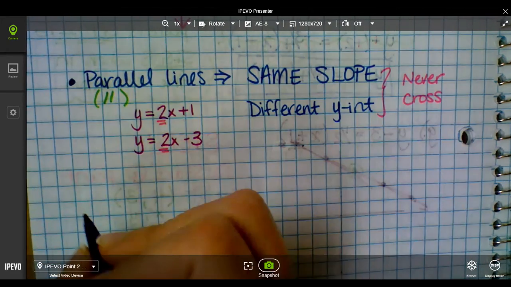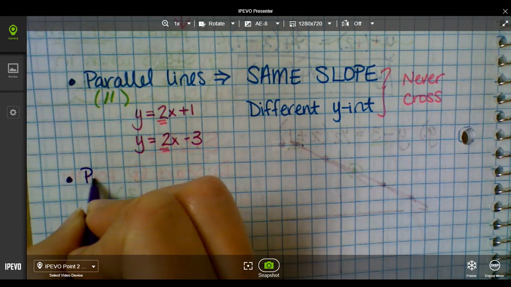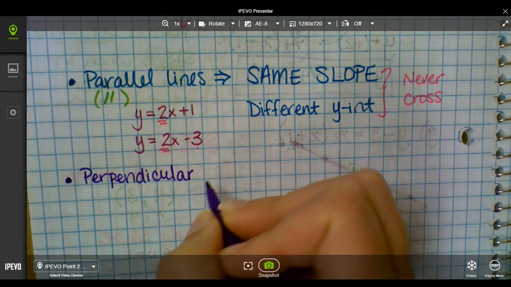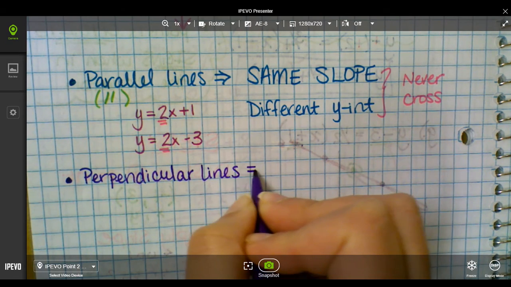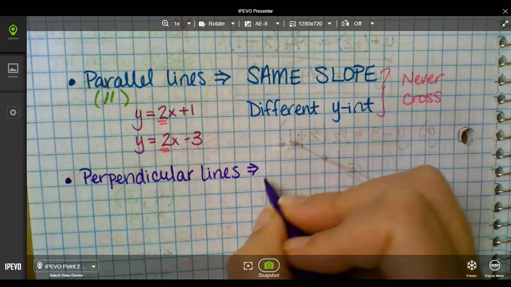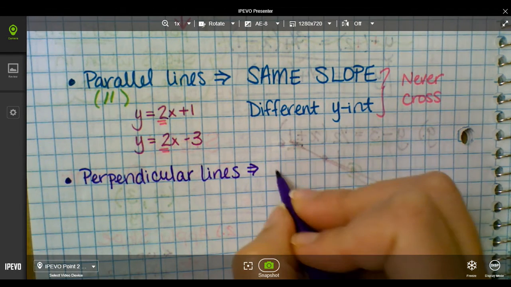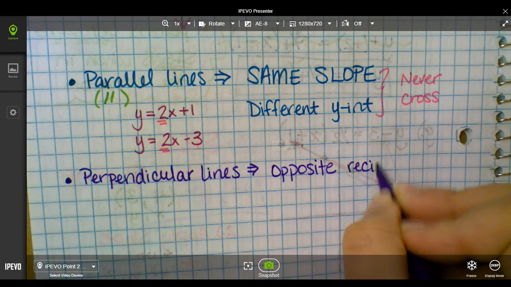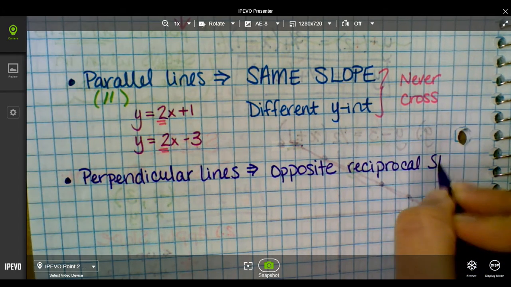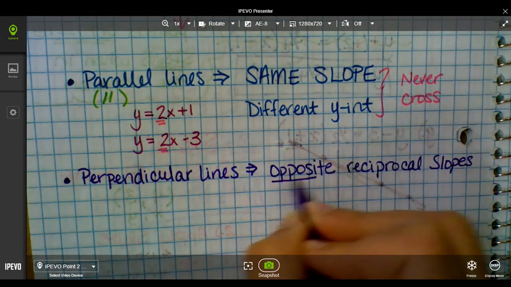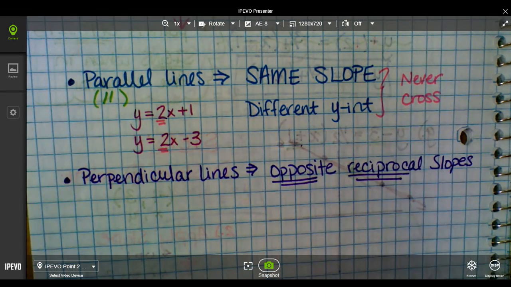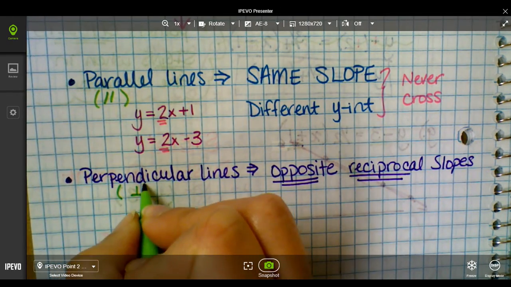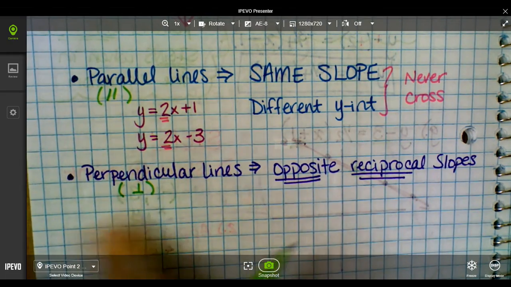Then the next one, perpendicular lines. And we'll practice these in class. So perpendicular lines, and you always have to remember both of these words. They have opposite reciprocal slopes, and that must be both. It cannot be one or the other. Okay. Perpendicular has an upside down T as its symbol. So every now and then I'll be using that.